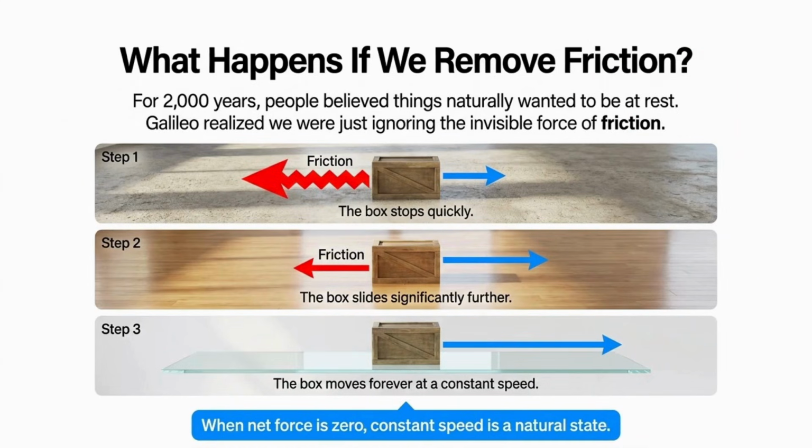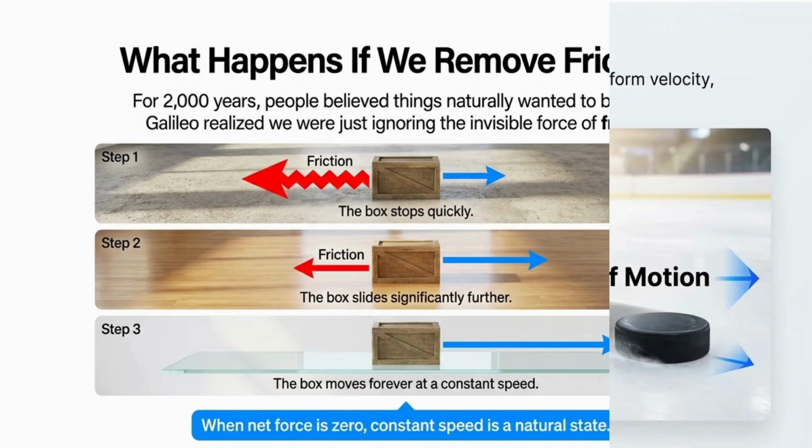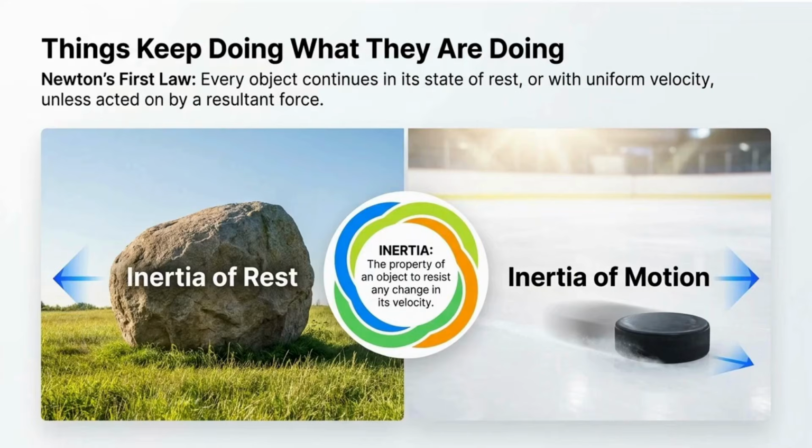So now we are going to understand what Newton's first law states and what its significance is. It contains an important quantity, inertia of motion. If you want to understand Newton's first law, it is basically the inertia law. The first law says every object continues in its state of rest or with uniform velocity unless acted on by a resultant force.